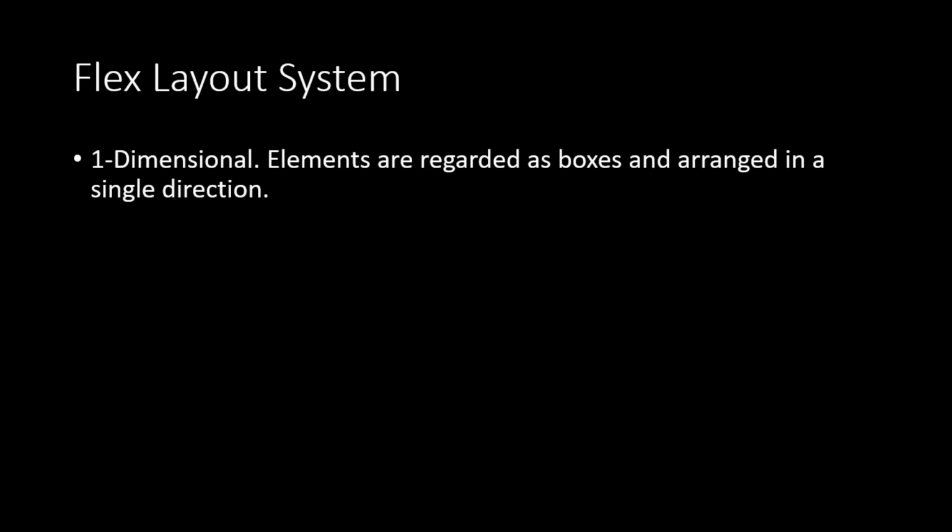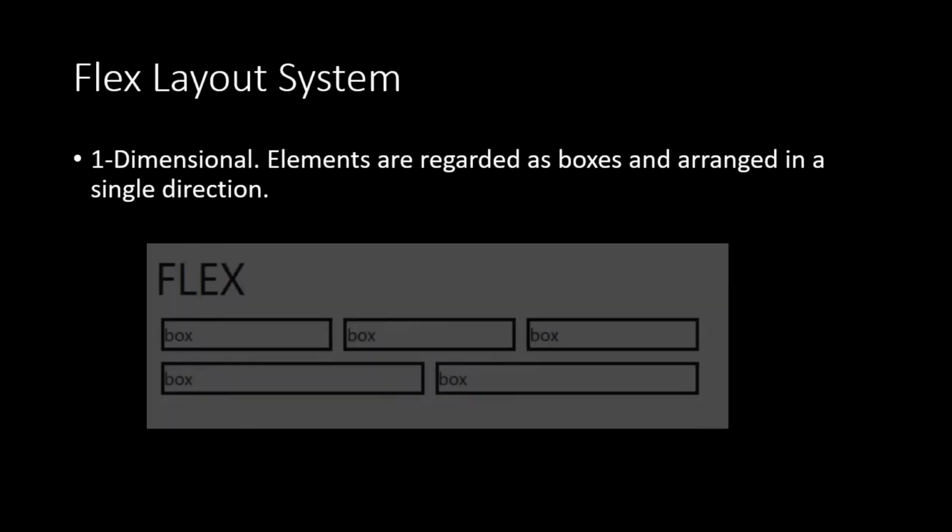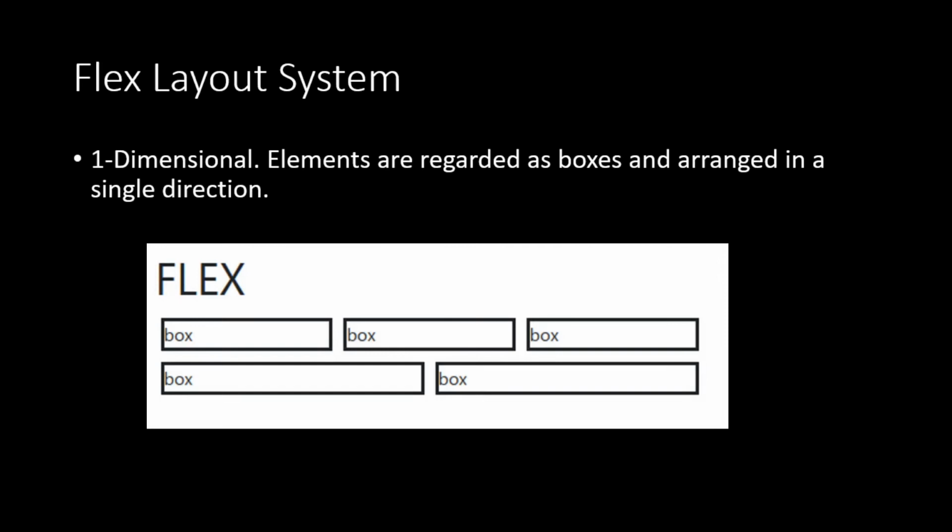Okay, let's move on to the Flex layout system. In contrast to grid, Flex is a one-dimensional layout system. Elements are regarded as boxes and arranged in a single direction. If there's no space left, they'll simply continue on the next line, and so on. We'll go through Flex in detail in a future video, but for now, all you need to know is Flex is an alternative to the grid layout system. It can do pretty much anything that the grid can.